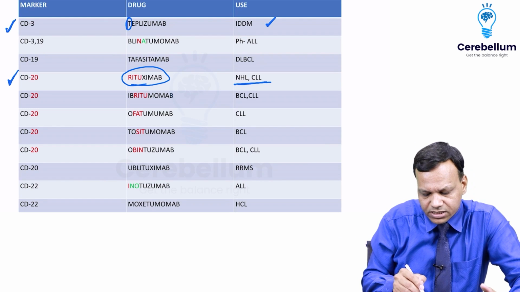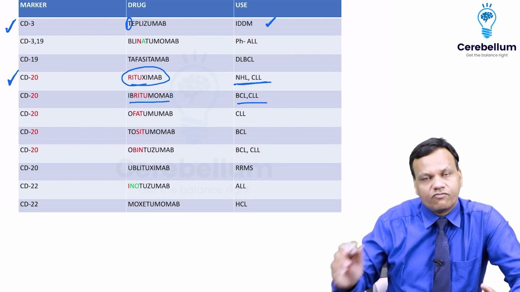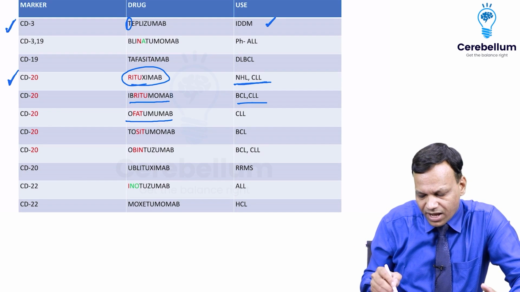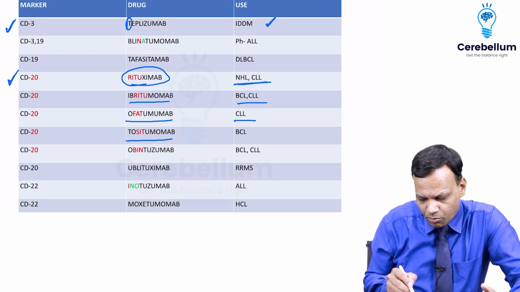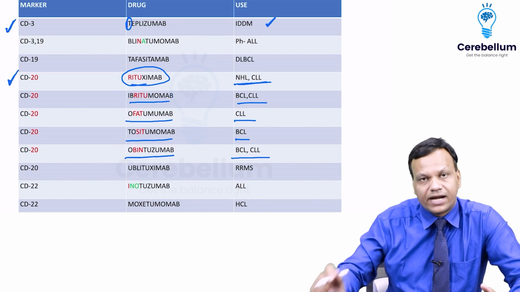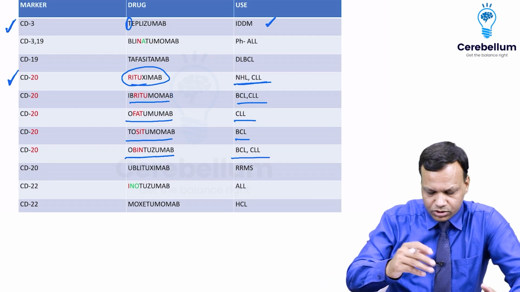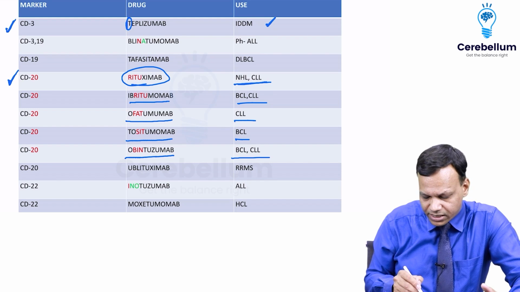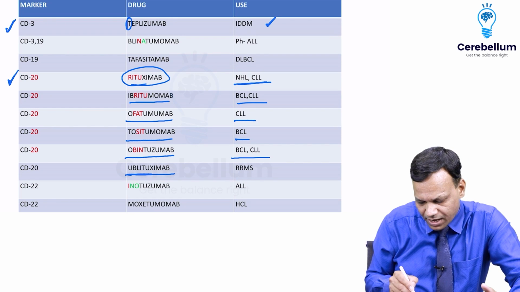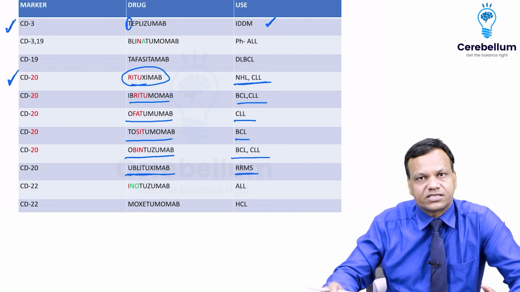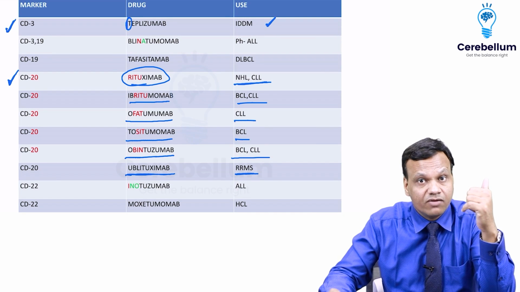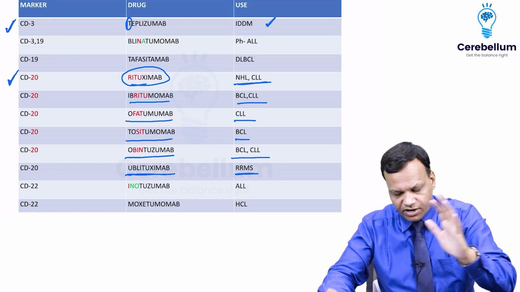Another CD20 drug is ibritumomab. It is again for B cell lymphoma and chronic lymphoid leukemia. Another drug is ofatumumab for CLL. Tositumomab for B cell lymphoma, and obinutuzumab for B cell lymphoma and chronic lymphoid leukemia. So these are drugs which are used for B cell cancers. Then the latest drug is ublituximab. It is for relapsing remitting multiple sclerosis. Remember ocrelizumab we discussed earlier, which is for primary progressive. This is for relapsing remitting.